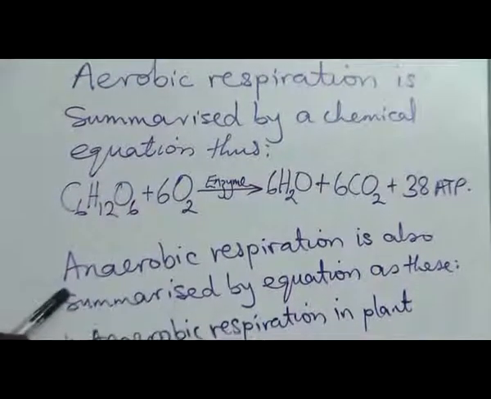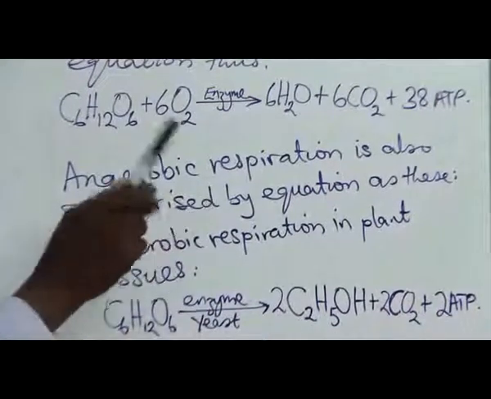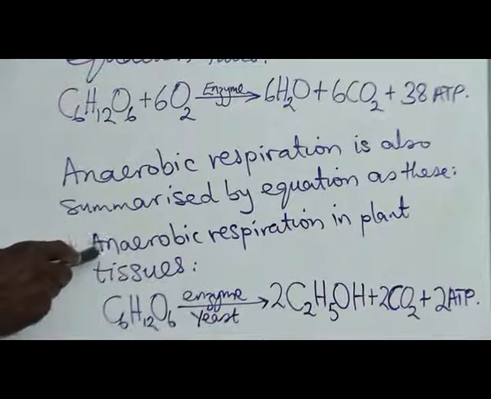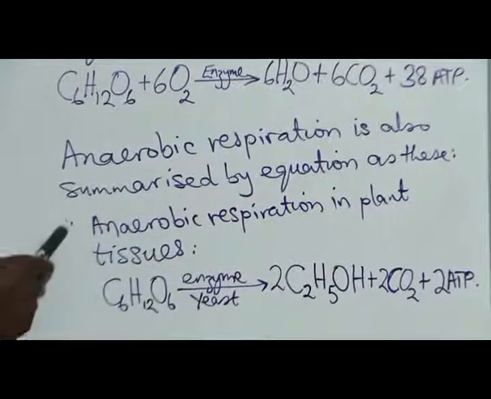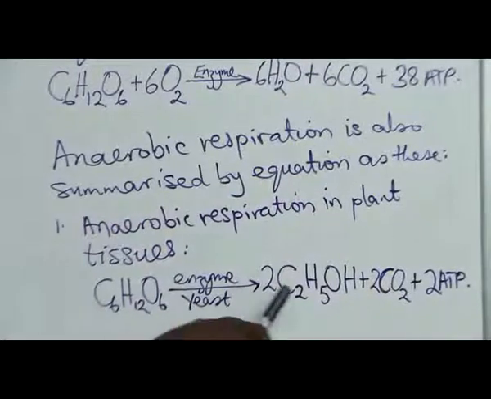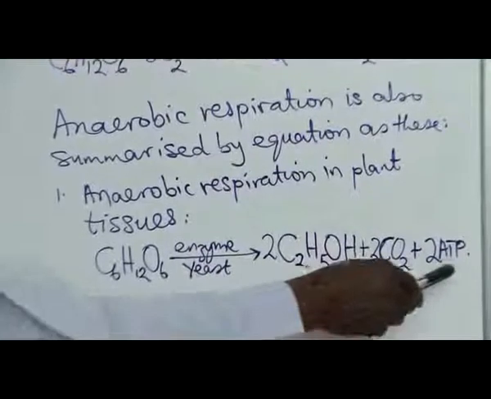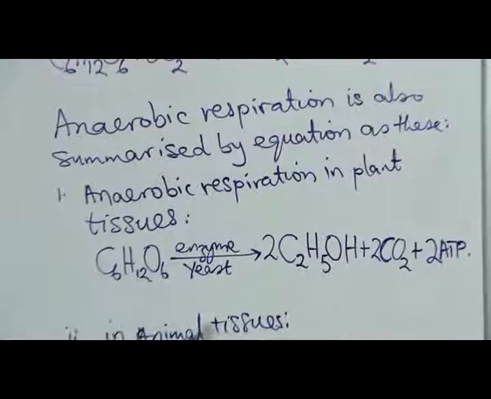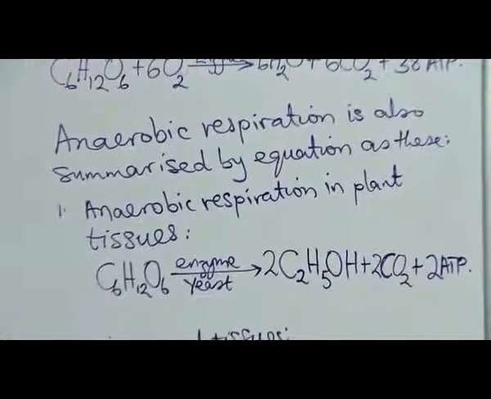Let's look at anaerobic respiration. Anaerobic respiration is also summarized with two equations. Why are we separating them? The anaerobic respiration in animal tissue is different from that of plant tissue. In plant tissue, the sugar is broken down into alcohol and carbon dioxide. Look at the molecules of energy produced, only 2 molecules of ATP. It shows that it is an incomplete combustion.